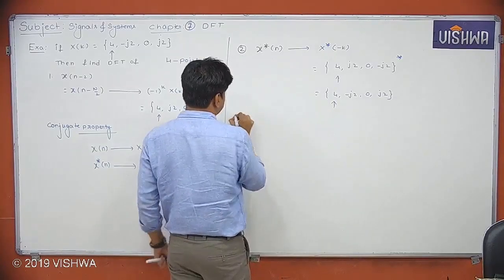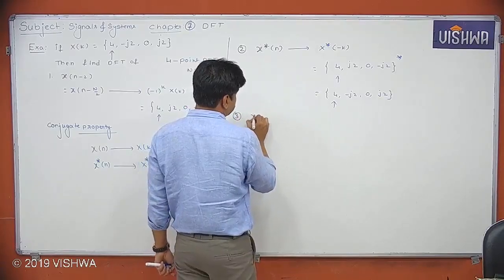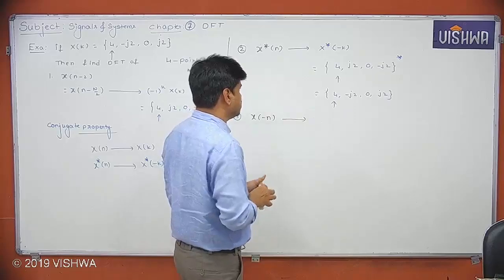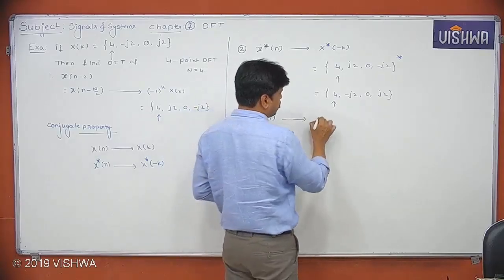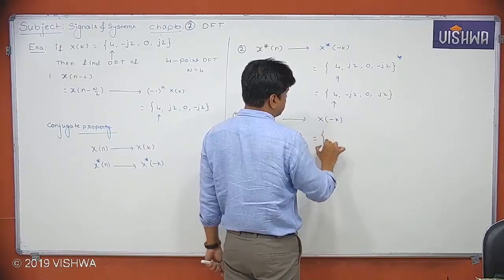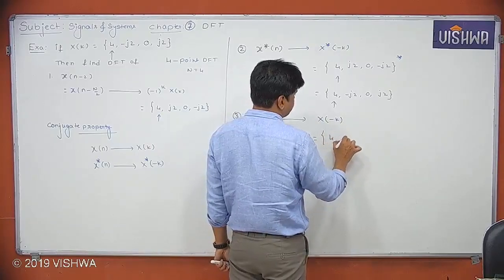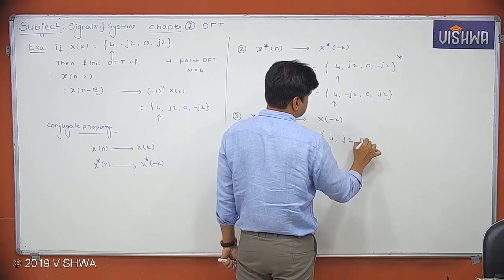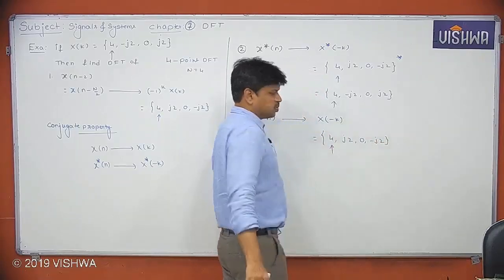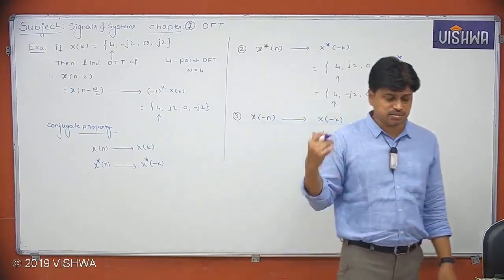Third one, find the DFT of x of minus n. For x of minus n, what is the DFT? From the time reversal property, this is going to be X of minus k. So what is X of minus k? This is simply the reverse order: 4, j2, 0, minus j2. So this is the DFT.